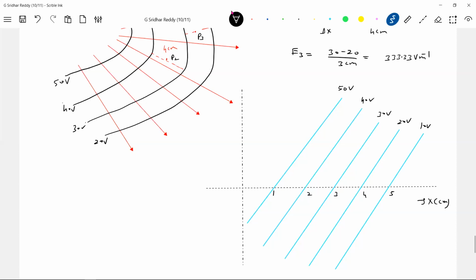Okay, what I want is the electric field strength vector. These are the equipotential planes. What is the basic idea? Like E equals delta V by delta X. That's all, no? So what is the condition for delta X?